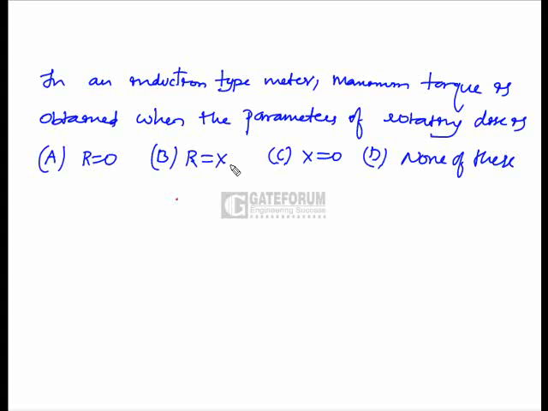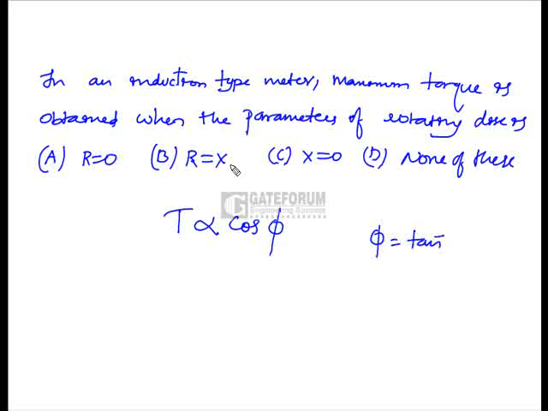In this question, he has given an induction type meter. Maximum torque is obtained when one of the parameters of the rotating disc is... Now what is the torque of an induction motor? It is directly proportional to some cos phi. Now what is phi here?